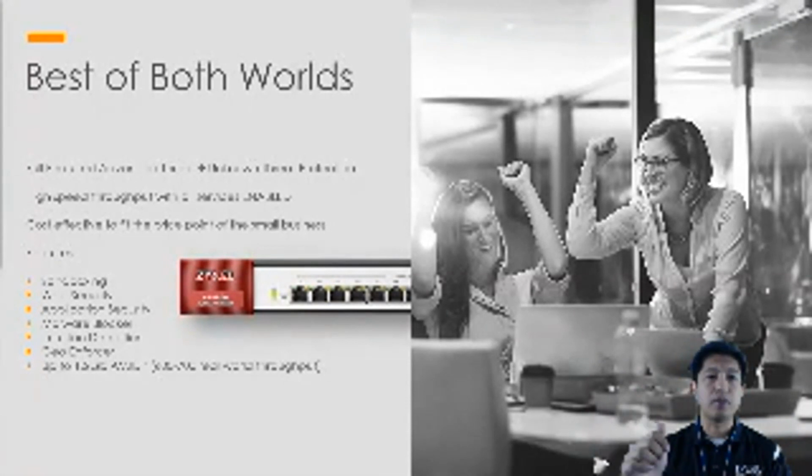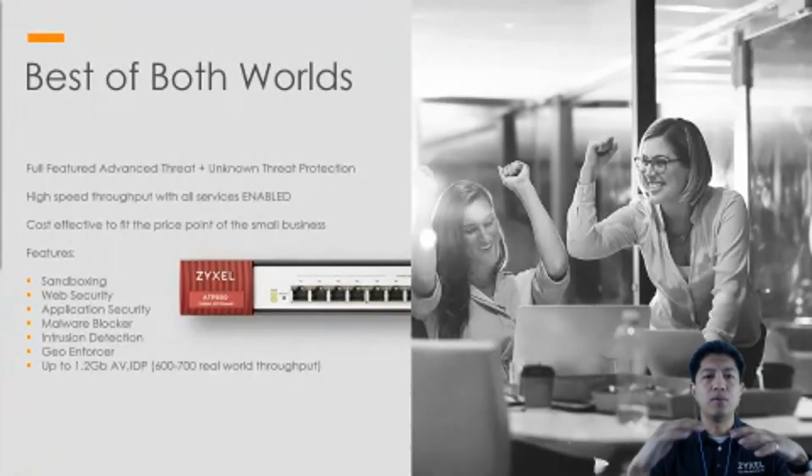It's feature packed with functions like sandboxing, web security, malware blocking, intrusion detection, GeoIP enforcement, and can support speeds of up to 700 megabits of real throughput. So that's when you're doing the real test. Typically, as a note, whatever you see in any data sheet for any vendor, they usually are doing tests at the max theoretical throughput, meaning they're using the largest packet size possible to see the breakpoint or the maximum possible.